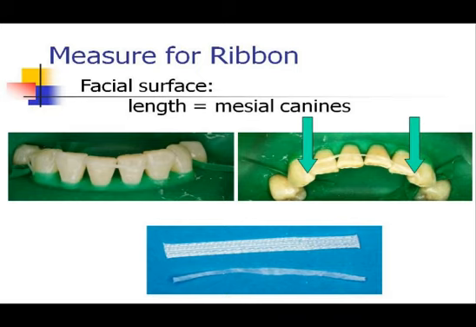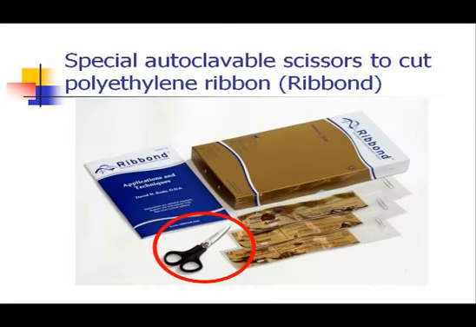For the ribbon, we need to cut it with a special scissors. For other materials, we need special scissors. And so for the ribbon, we'll be cutting the polyethylene with the special scissors. Suture scissors, crown and collar scissors won't cut this.